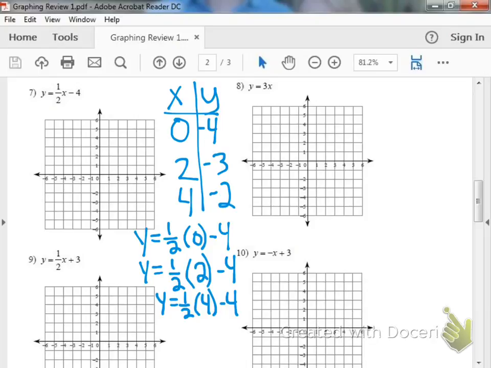So I'm going to go left or right 0. I'm going to go down 4. This time I have to go right 2, down 3, and then right 4, down 2. Now I'm going to connect those.